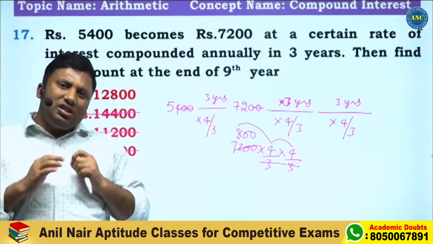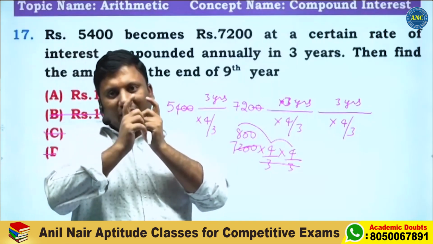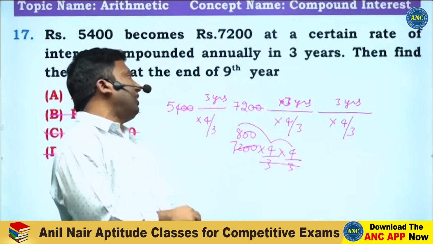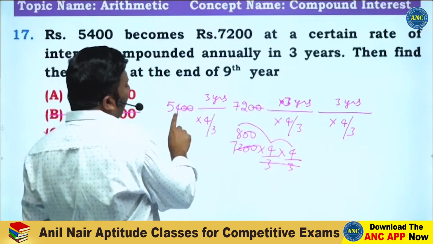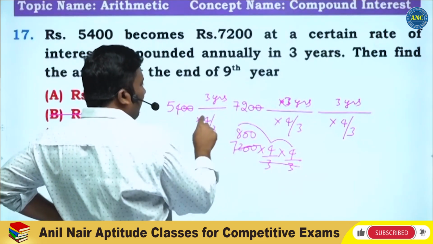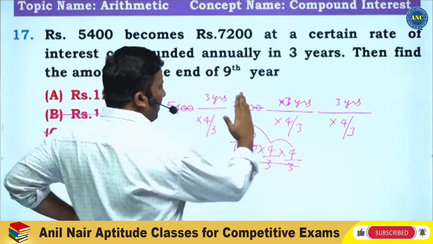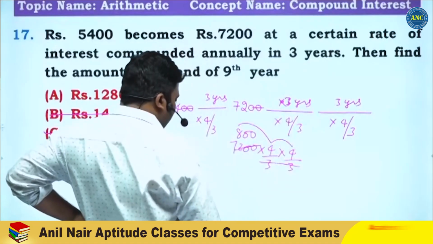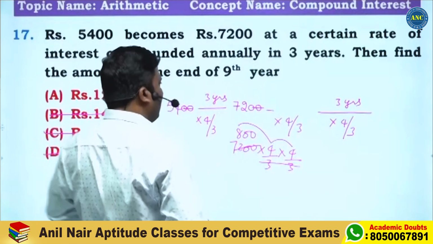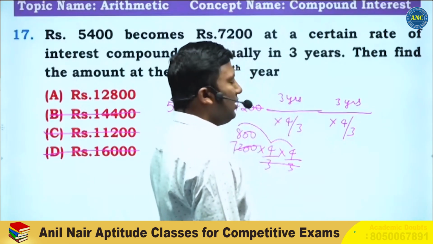Very, very simple concepts. For a certain time period, if a scaling factor has got a value, for the same time periods the scaling factor will get repeated. 5,400 is becoming 7,200. 18 3s are 54, 18 4s are 72. It is into 4 by 3. In 3 years it is 4 by 3, next 3 years also 4 by 3. So for every 3 years it will be into 4 by 3.